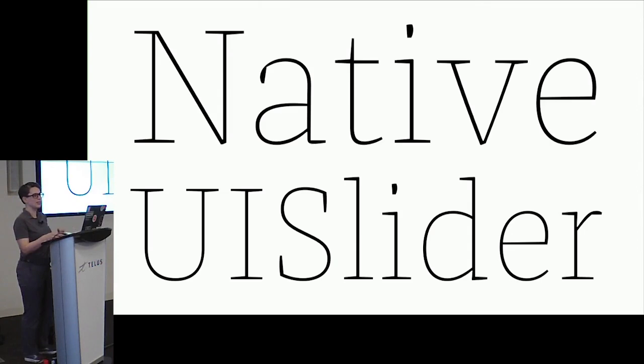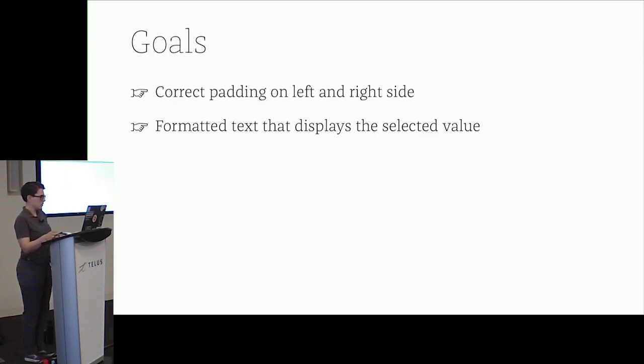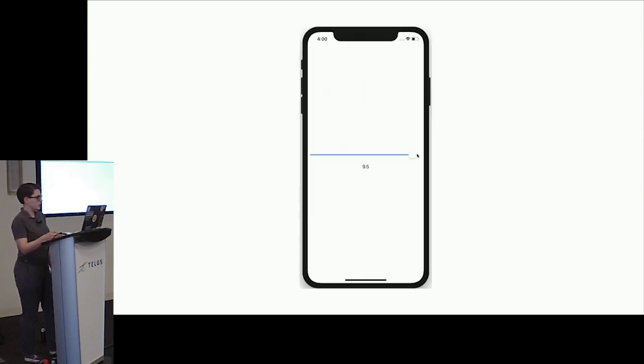So let's apply that same approach to my project. Let's use the native slider. So I had some goals. I wanted to have the correct padding on the left and right side, and I wanted formatted text that displayed the selected value. This is what it looks like in SwiftUI.